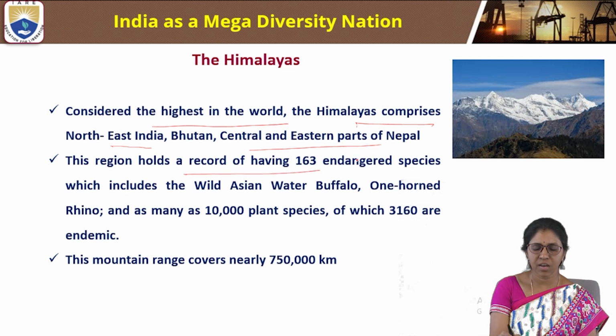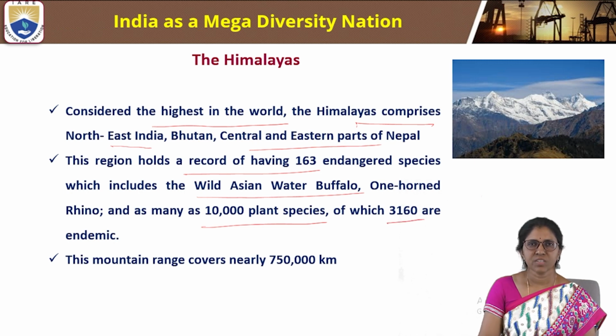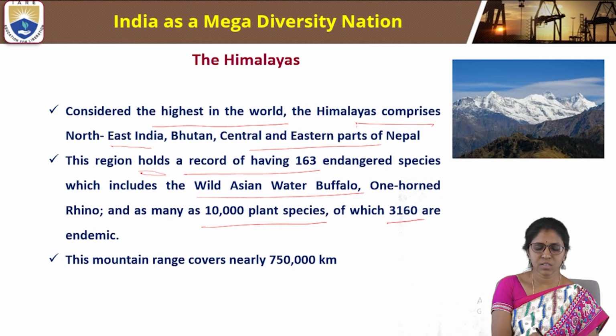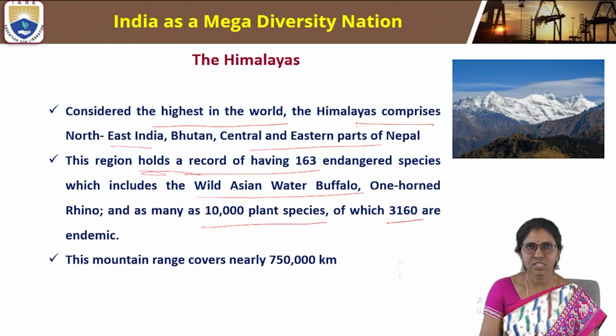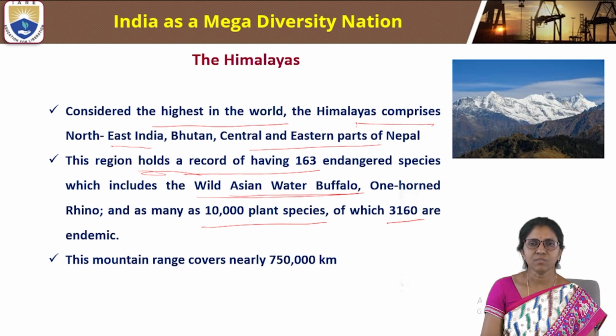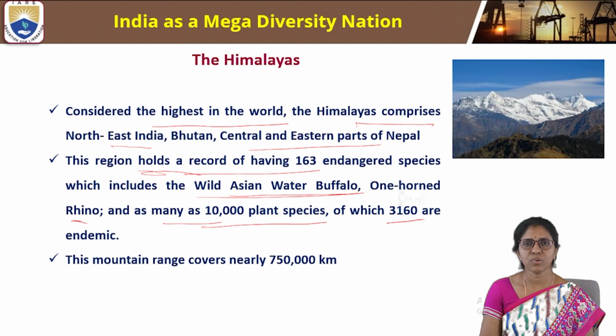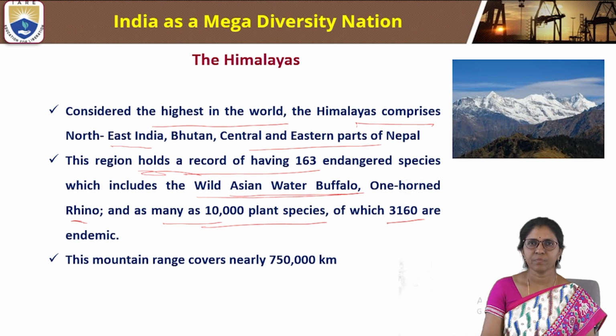This region holds a record of having 163 endangered species, which includes the wild Asian water buffalo and the one-horned rhino, and as many as 10,000 plant species, of which 3,160 are endemic.